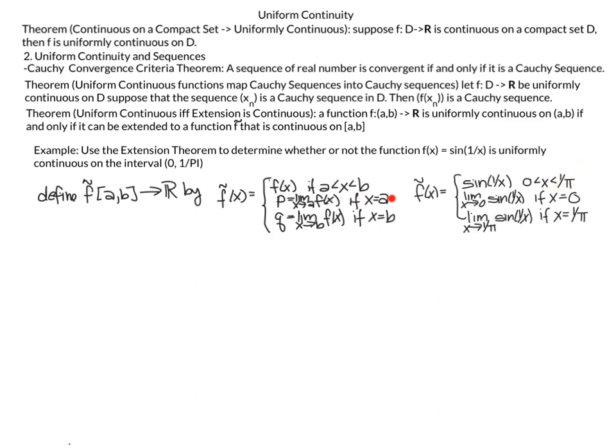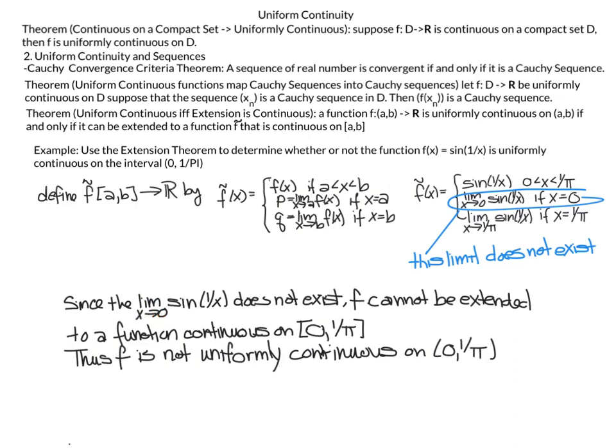And then if x is equal to a, in this case the endpoint is 0, then we have f tilde of x equal to the limit as x approaches a of f of x. So that's the limit as x approaches 0 of sine of 1 over x. Similarly, we have this defined for b. But notice this limit does not exist since 1 over x is not defined for x equals 0. Since the limit as x approaches 0 of sine of 1 over x does not exist, f cannot be extended to a function that's continuous on the closed interval.